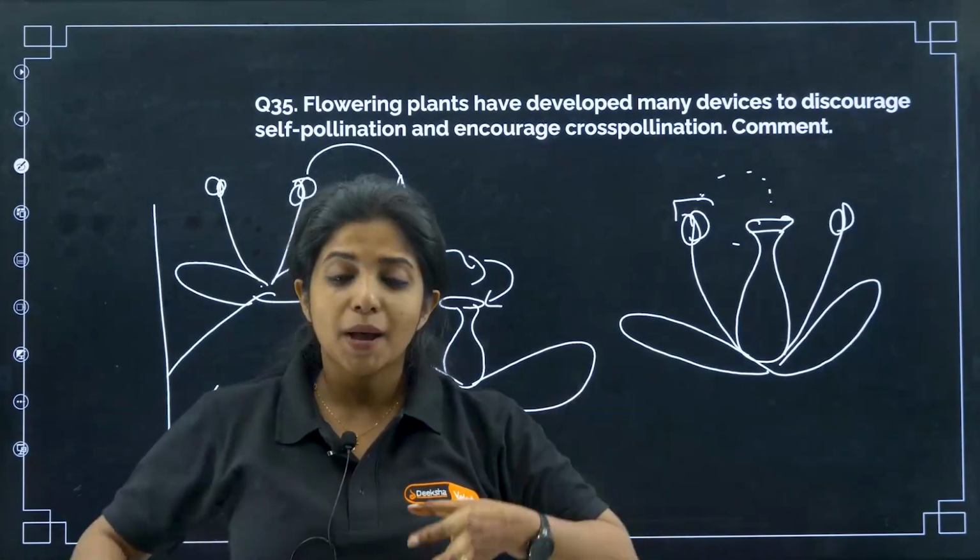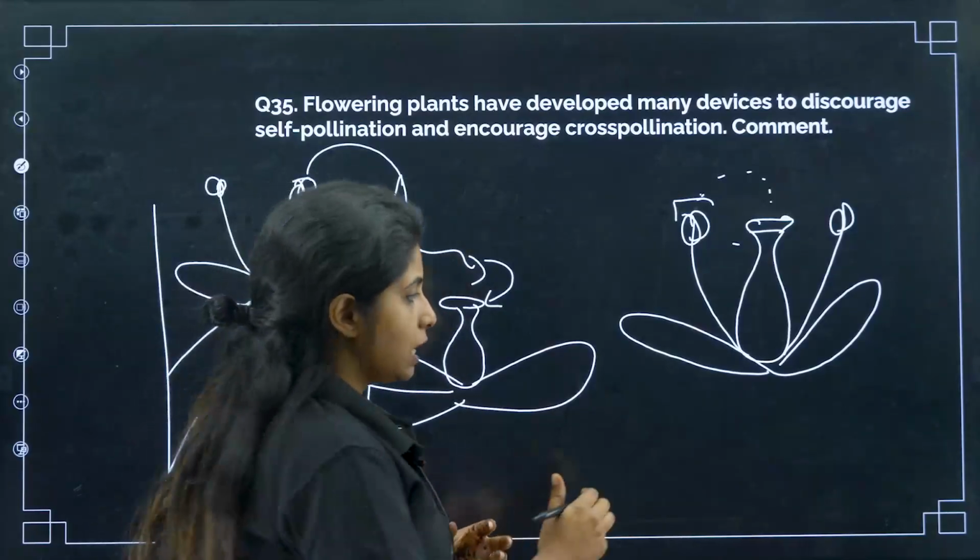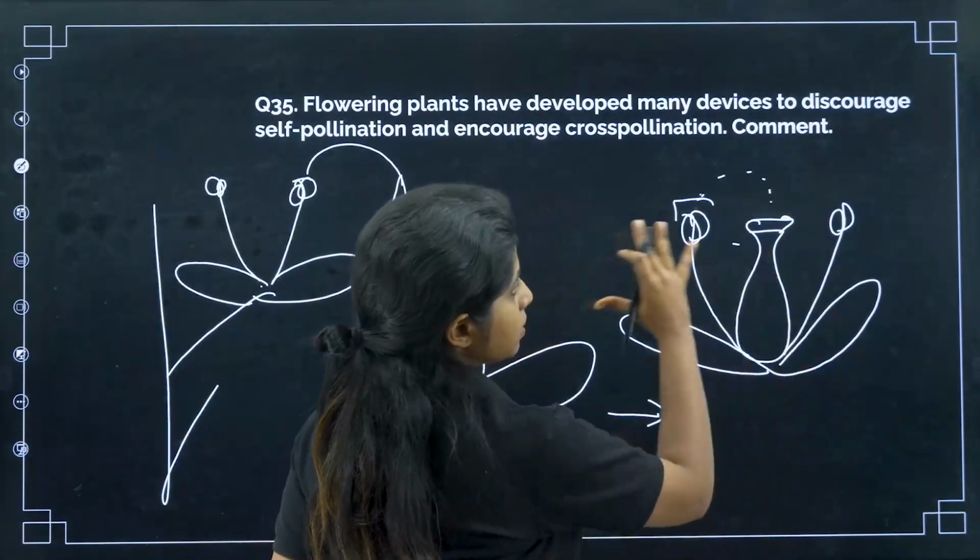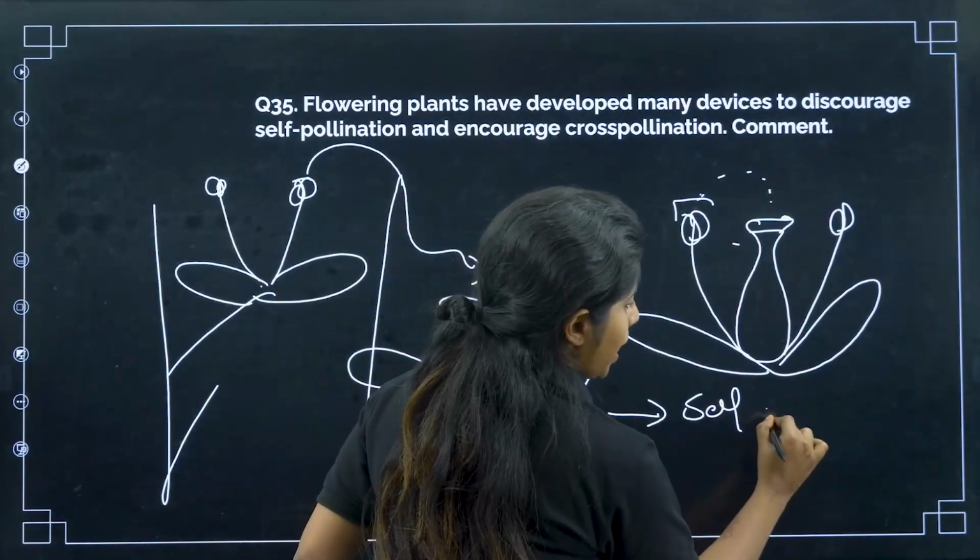Now, apart from that, the plant itself has a genetic mechanism to stop this particular thing, that is self-incompatibility.